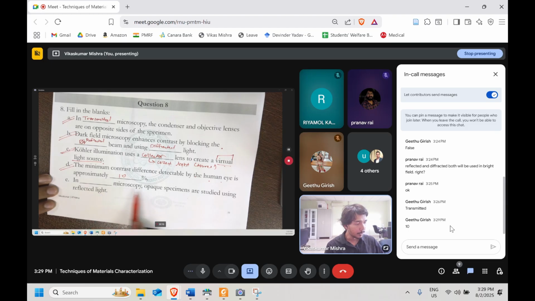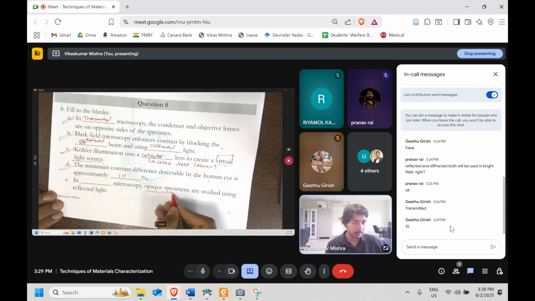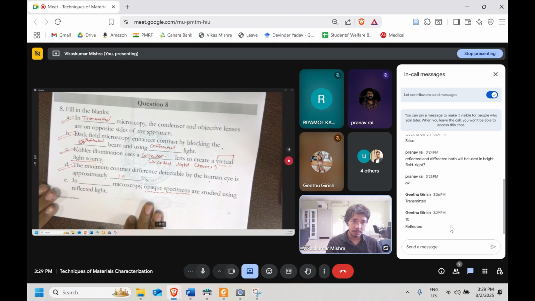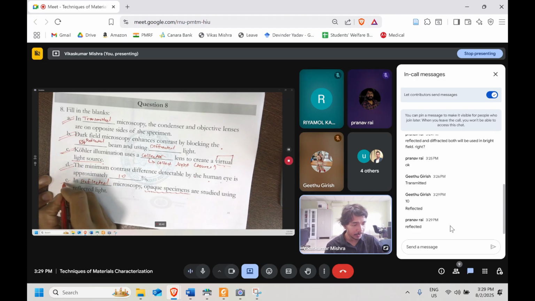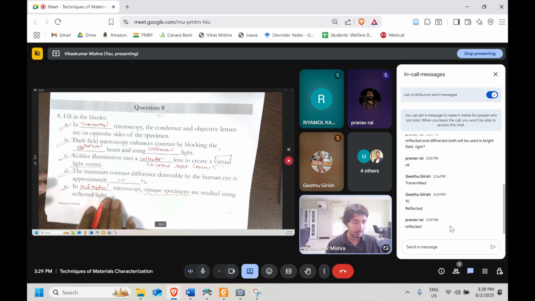In dark field microscopy, the opaque specimens are studied using reflected light. Is it transmitted or reflected? We are using the opaque specimen. What do you think? The opaque specimen, very good. So we can say that it's reflected microscopy. Okay, so with that, we have solved question number 8.